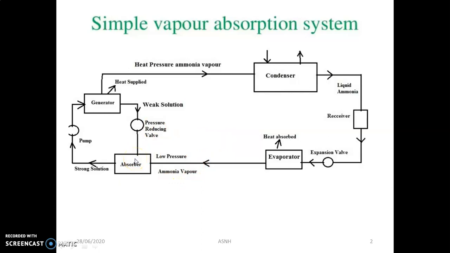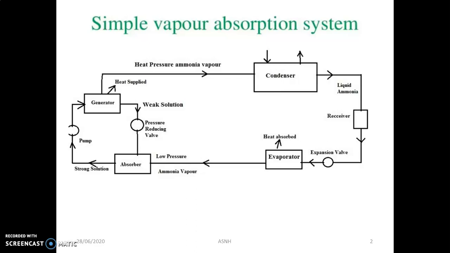In the absorber section, the weak solution remaining from the generator section enters, and the ammonia vapor refrigerant is mixed with the aqua, that is water, and here you get a strong solution. That solution enters the generator through the pump. The pump is used to raise the pressure of that solution into the generator. In the generator, external heat is provided for heating purposes. A generator is nothing but a kind of pressure vessel.